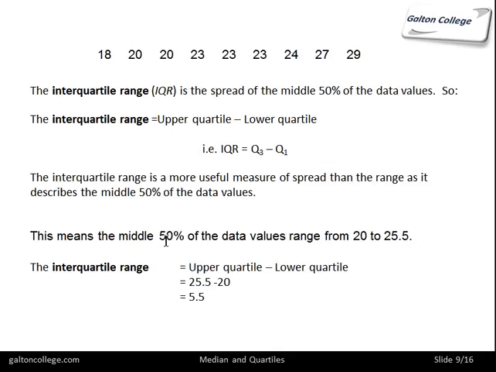In this case, it means that 50% of the data ranges from 20 to 25.5. And the interquartile range, therefore, is 5.5 when we subtract. So the range of the data here is about 5.5. It's the range of the middle 50%, which is 5.5.